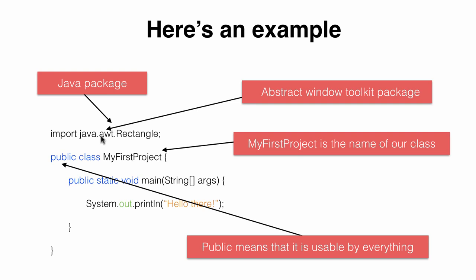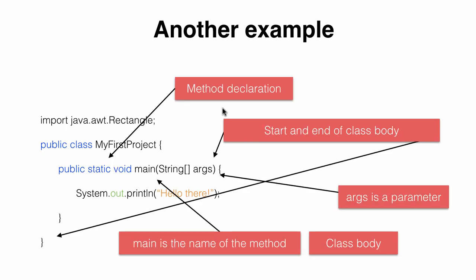So again, we're importing the Java package, using the abstract window toolkit. So we'll be using stuff like this quite a lot. My first project is the name of our class. NetBeans and Eclipse will help you out putting all these together, so you don't have to write all this all the time. You can just create a new class and it'll give you the option to create it for you. Public again means used by everything, so just summarizing.